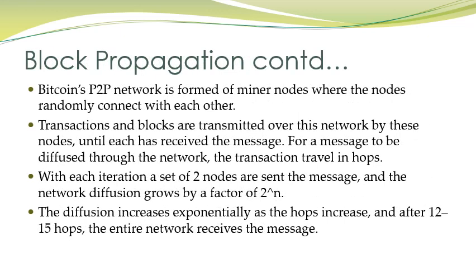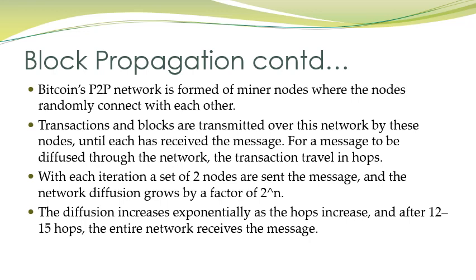The Bitcoin network is a peer-to-peer network. This network is formed of miner nodes. Miner nodes are full nodes. Miner nodes perform different functions: they can verify the transactions, propose a block, and validate the block. In this peer-to-peer network, the nodes randomly connect with each other.